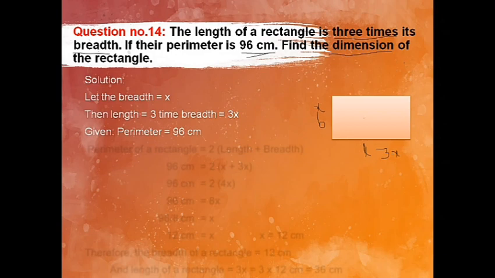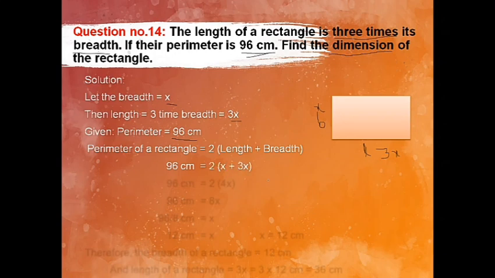Now we have to find out the length and breadth, and we have the formula of perimeter of a rectangle, and the perimeter is already given. So by applying the formula of perimeter of a rectangle, we can find out length and breadth. So the perimeter of a rectangle equals 2 into length plus breadth. So here perimeter of a rectangle is given, that is 96 centimeter, and length we have considered as 3x, and breadth is x. So here we will write 96 centimeter equals 2 into x plus 3x.